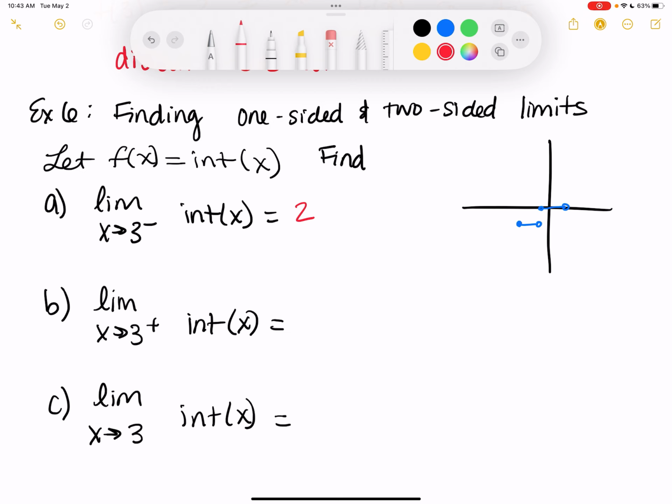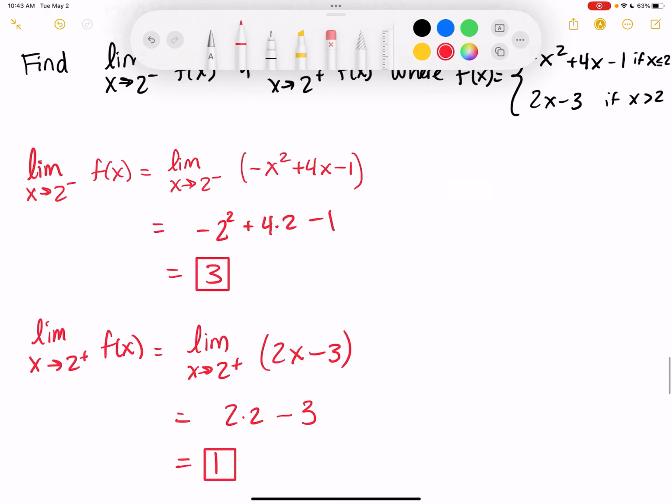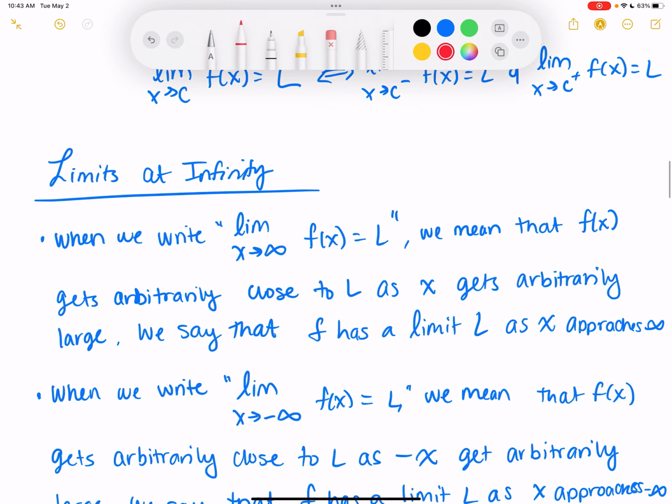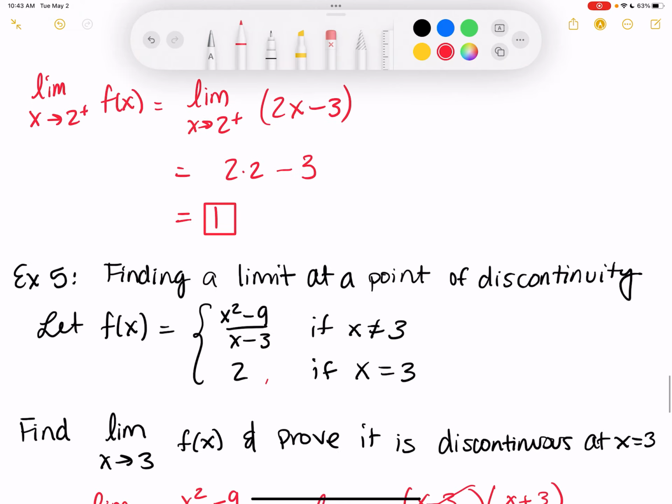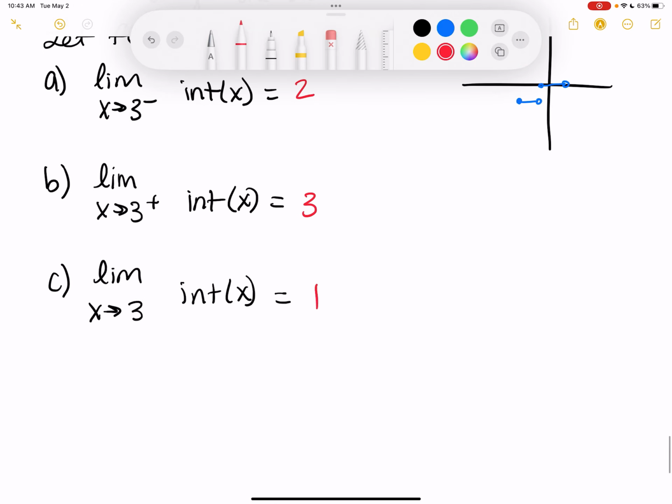Then from the right, that's this one. What's y equal to? 3. So, according to what we talked about yesterday in the notes, if our left and right hand limits are not the same, then the entire limit does not exist. So the answer to this one would be D and E for does not exist.